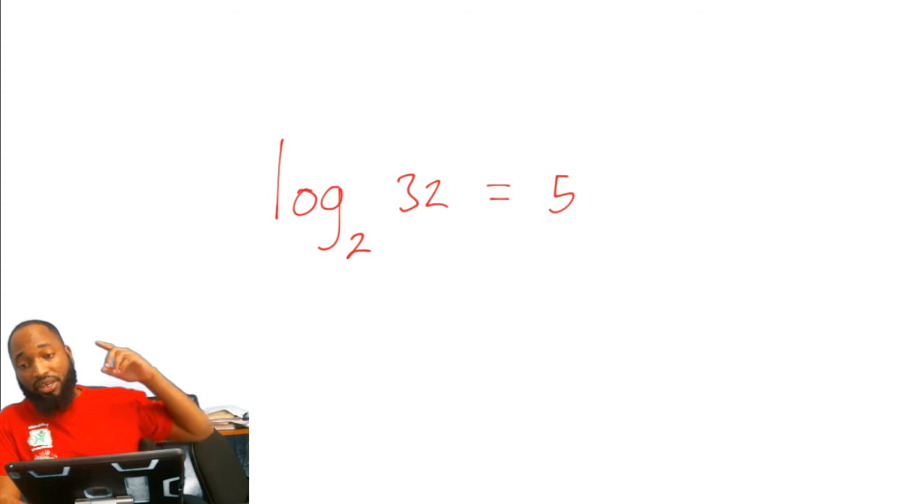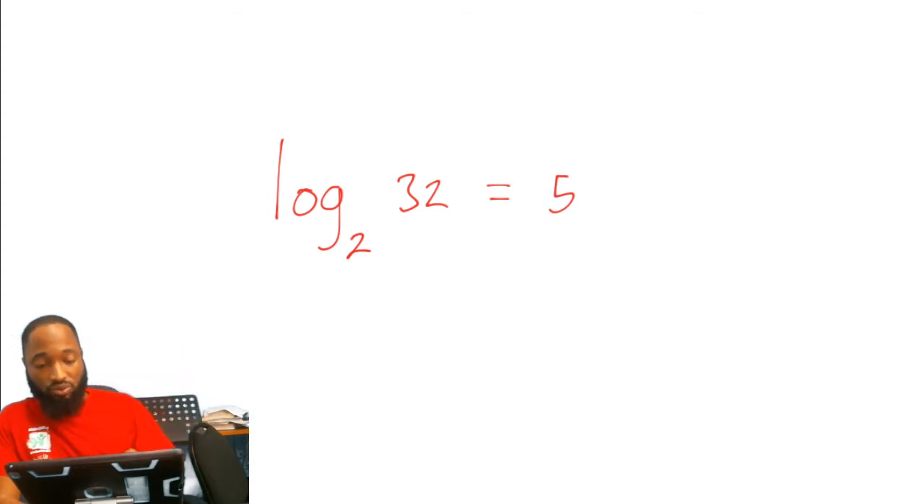The most fascinating rule of logs for me is this one. Let me just do an example. Log to the base 2, and let's say we have 32. You should know that this is 5, because 2 to the power of 5 is 32. You can check it.